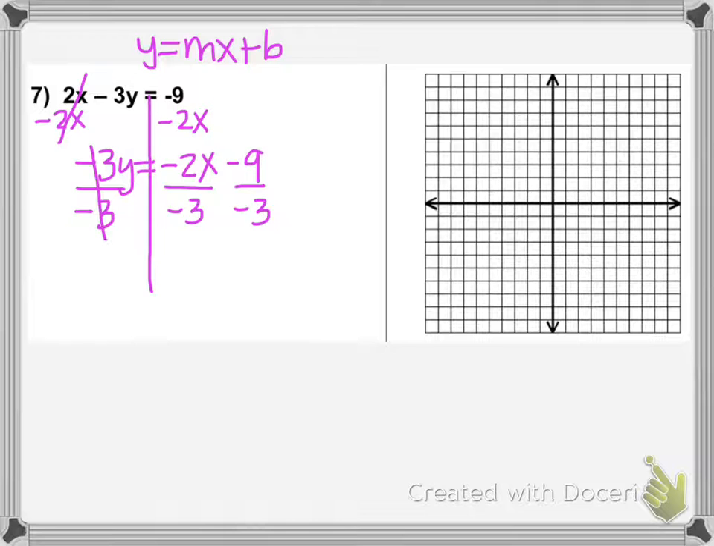And then we're going to simplify. Negative 3 divided by negative 3 is 1y, so just y. We're going to simplify both of these fractions. Remember, keep the slope as a fraction.